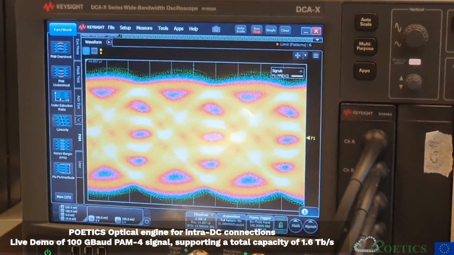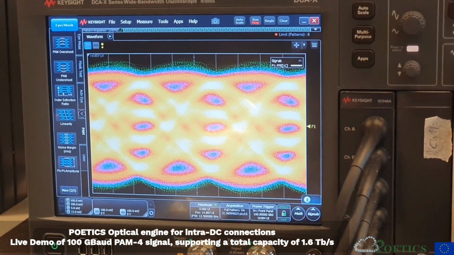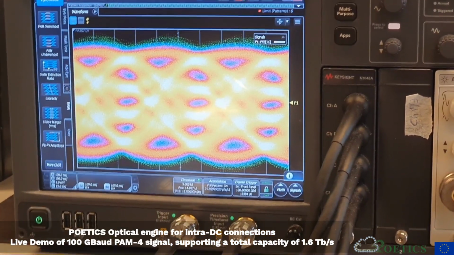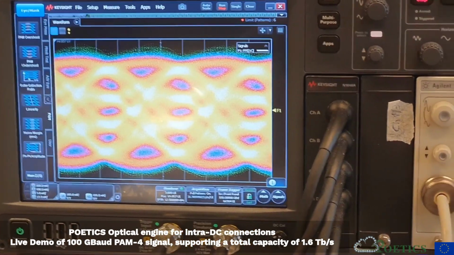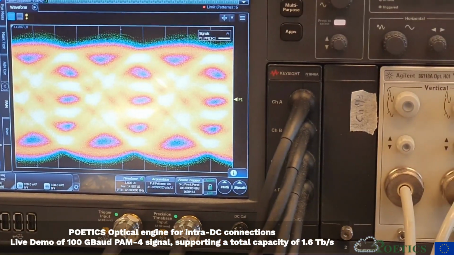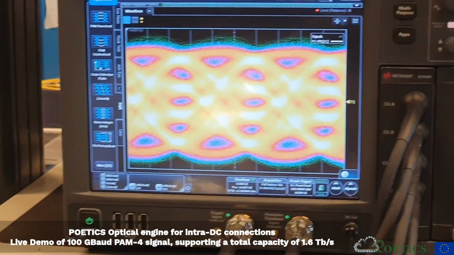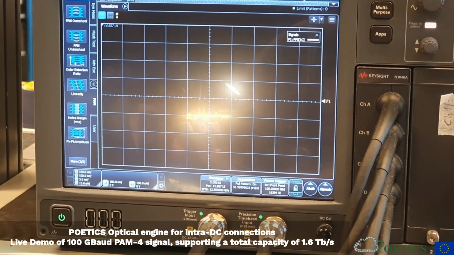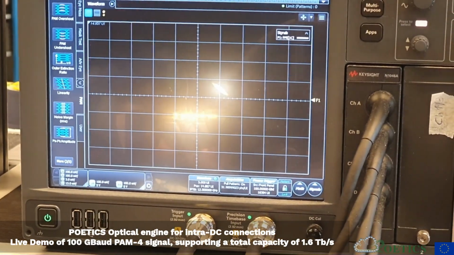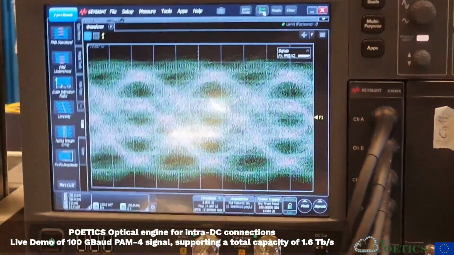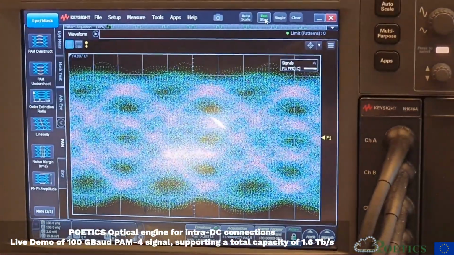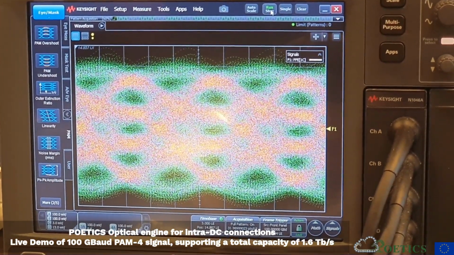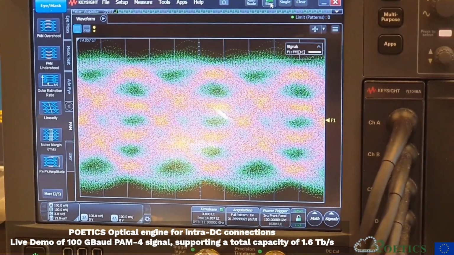where the PAM-4 signal is sampled in real time. Now we're going to clear the oscilloscope and see how the oscilloscope samples the PAM-4 signal in real time. Now we're going to see different diagrams on top of one another of what the gigabit PAM-4 signals of the POE2 demonstrator look like.